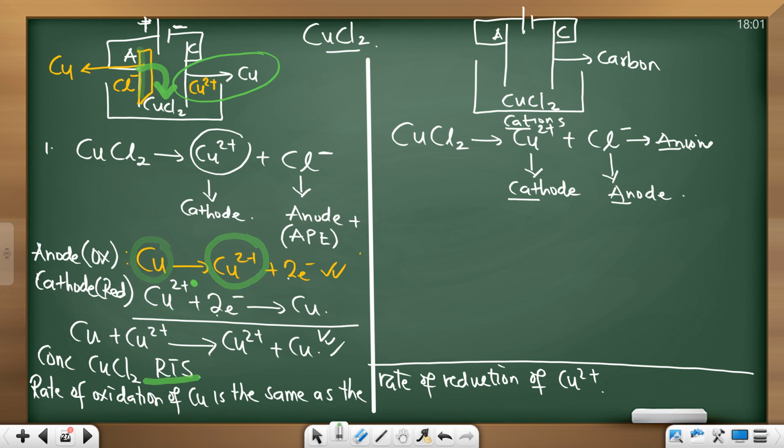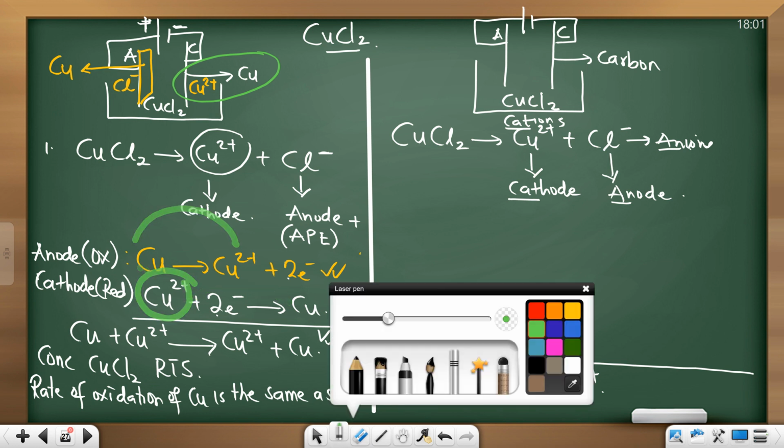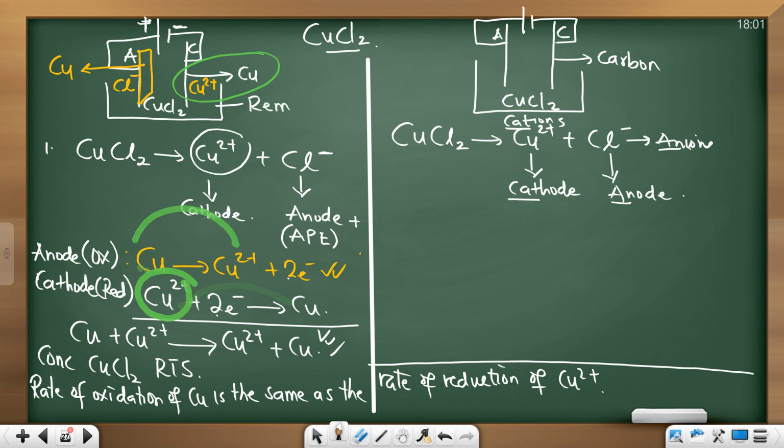See, right? But what's happening here? Cu is now converted to what is lost. So what is lost is gained. The number remains the same. But this is what they are going to test you on. They will ask you for the color of the electrode. Ever blue. That's the last thing.